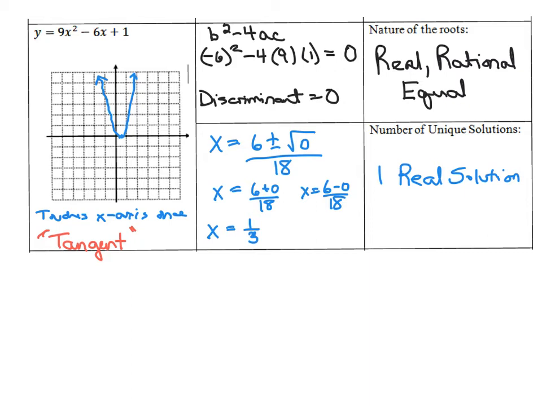So again, all of these pieces go together. When the discriminant is 0, the graph is going to touch the x-axis only once. I get one solution, and that one solution is always going to be real and rational.